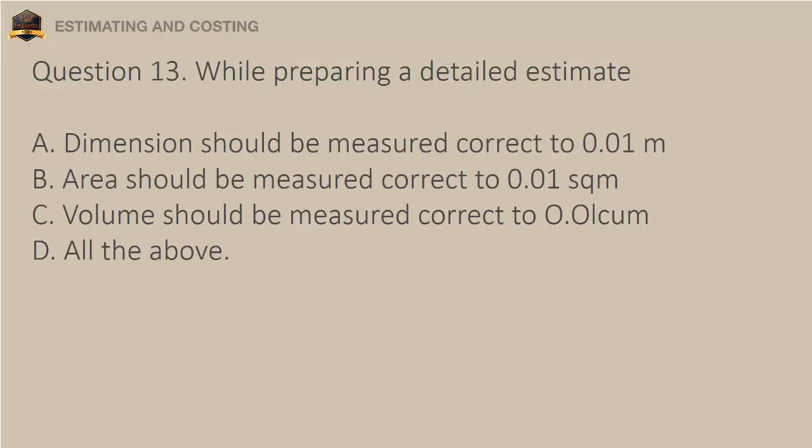Question 13. While preparing a detailed estimate, A. Dimension should be measured correct to 0.01 meters. B. Area should be measured correct to 0.01 sqm. C. Volume should be measured correct to 0.01 cum. D. All the above.